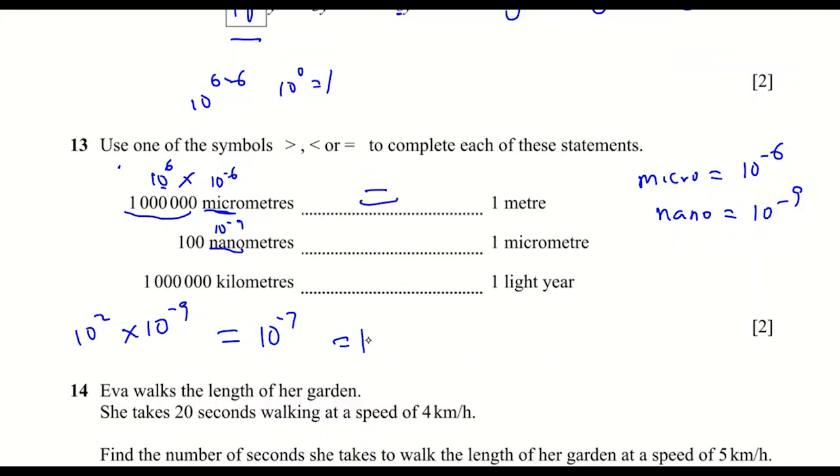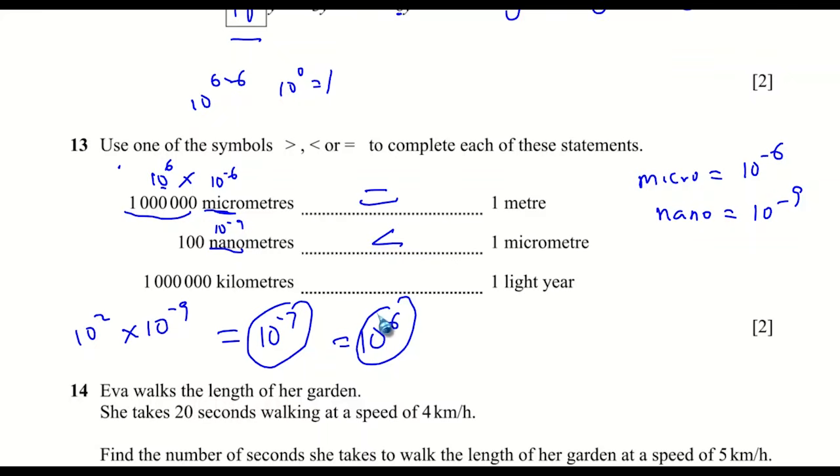Micro is 10 to the power of negative 6. But we have 10 to the power of negative 7. So that means this is not equal, right? So it is less than, because negative 7 is less than negative 6. That is why we put less than here.